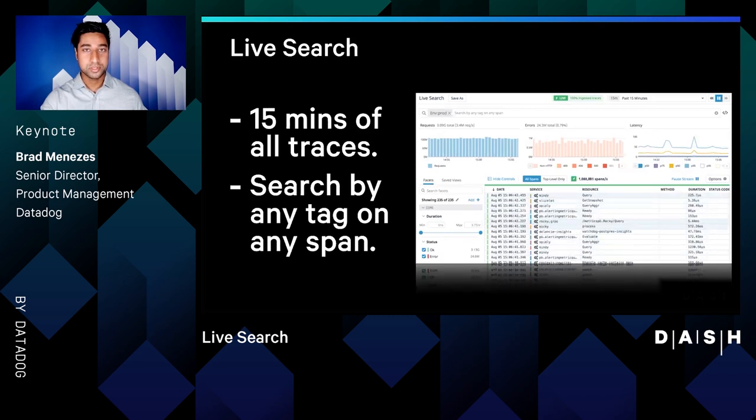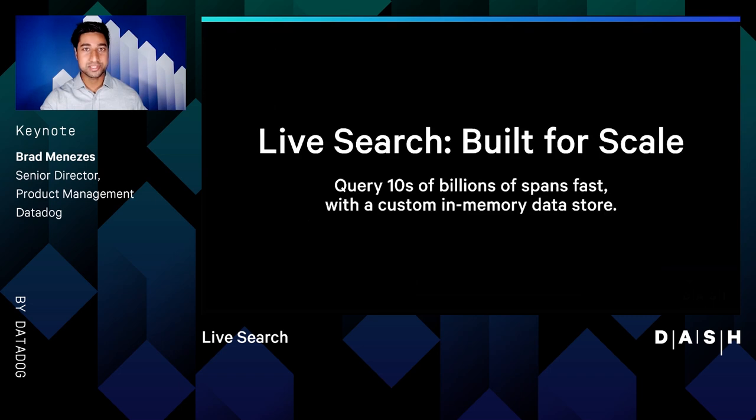Now, a major architectural consideration was that we had to design live search so it could work at the scale of the largest web applications in the world. And in order to do this, that meant we had to ingest and query tens of billions of spans on the fly. And so we built a custom in-memory data store to allow for this scale. And it's not just optimized for the scale of web user traffic. It's optimized for the scale of modern high throughput streaming services and data pipelines. Let's take a look at live search in action.